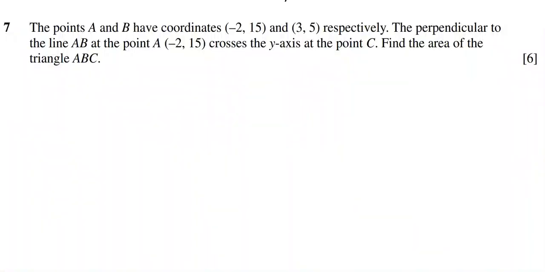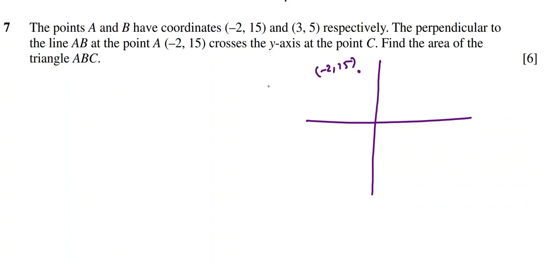Question number 7. Points A and B have coordinates minus 2, 15. Okay, let's see. Minus 2, 15 will be somewhere here. And 3, 5. Let's say 3, 5 is here. It's not necessary to be accurate in this case.